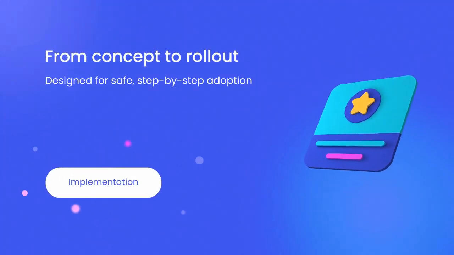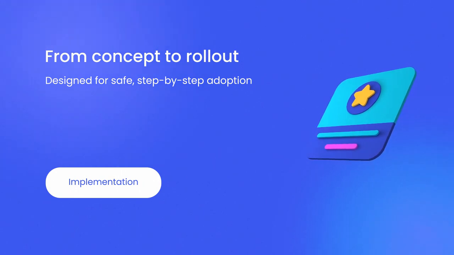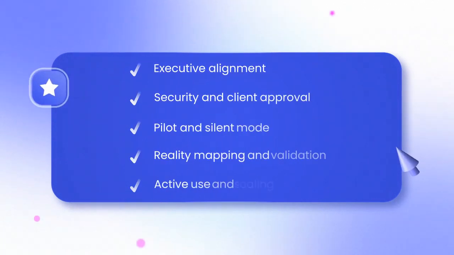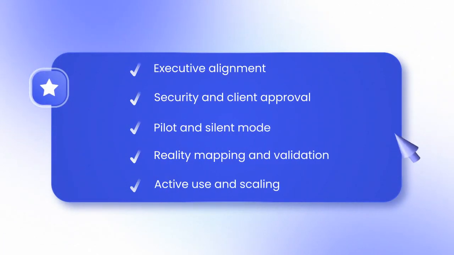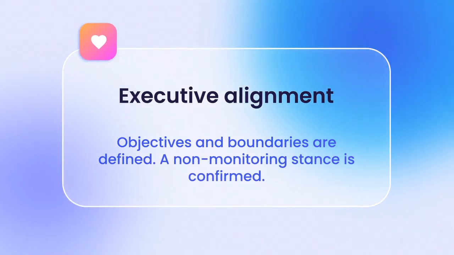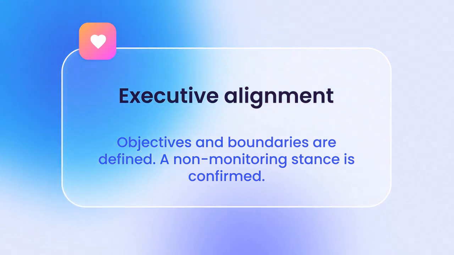Turning a concept into real value requires controlled implementation, which is why Tali is introduced step by step, with clear checkpoints. Implementation follows a clear path, from alignment and approval, through a silent pilot and validation, to active use and controlled scaling. Implementation starts with executive alignment, defining objectives, usage boundaries, and confirming a non-monitoring stance.